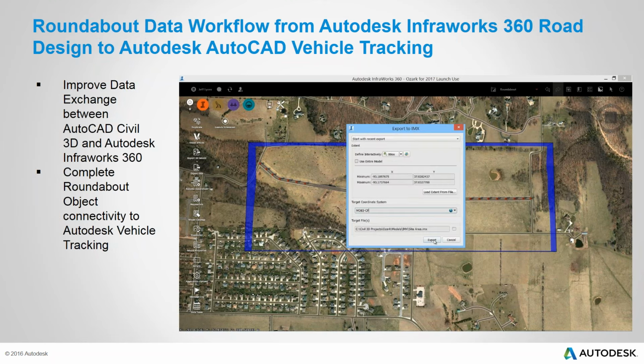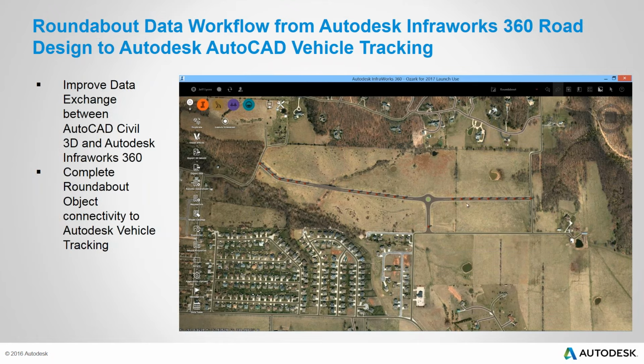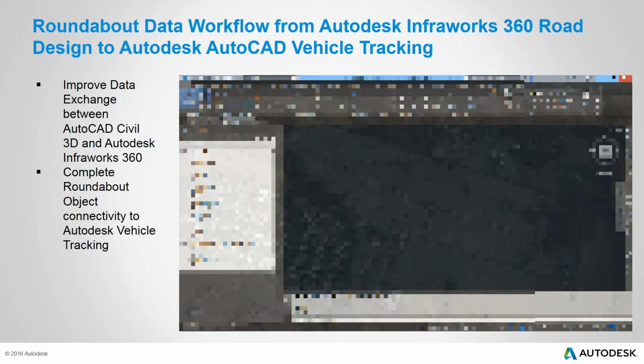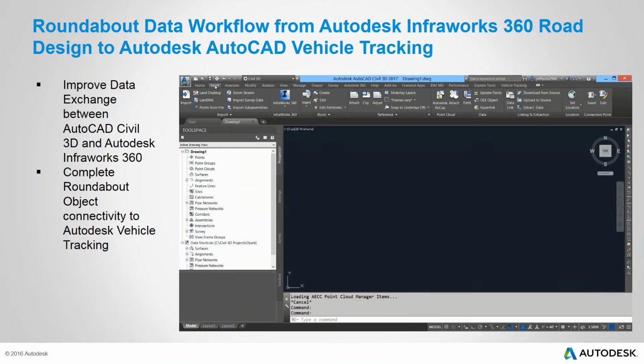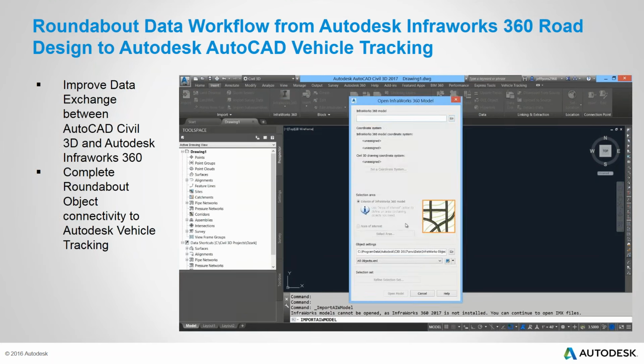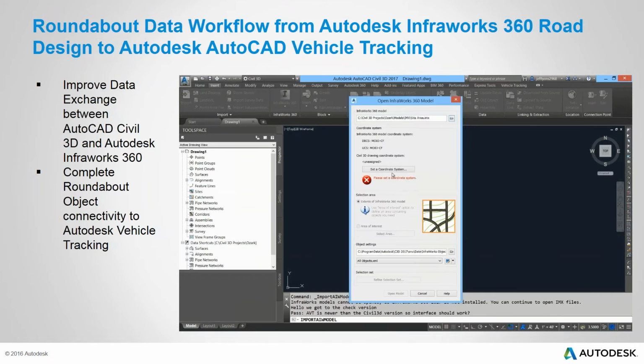Right, so now we're ready to import into AutoCAD Civil 3D 2017. So on the Insert tab on the ribbon menu, select the InfraWorks option, and then navigate to the IMX file that we exported. And once selected, again ensuring we are selecting the correct coordinate system.